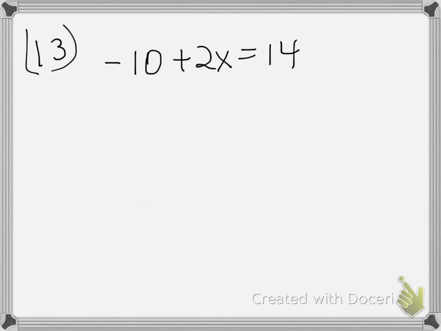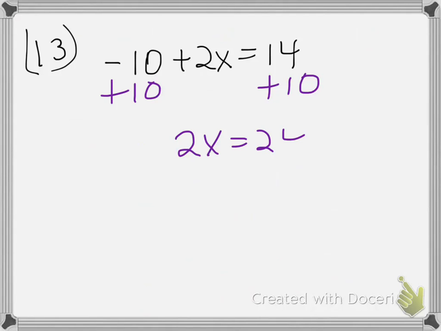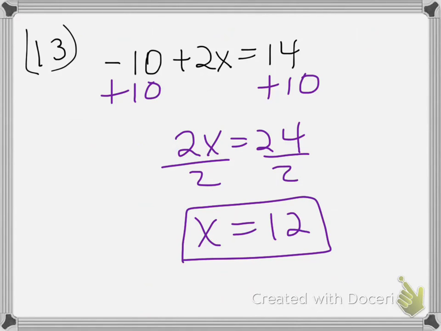Number 13, we are solving this time, though we do have the equation. So first we're going to add 10. Add 10. 2x is going to equal 24. Divide by 2. Divide by 2. And x is going to be equal to 12.